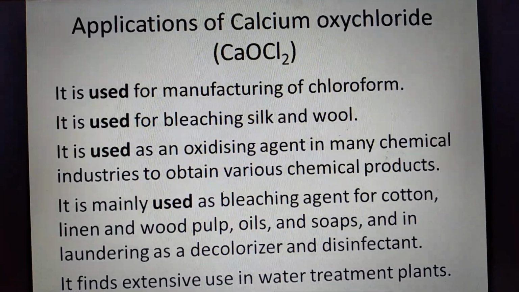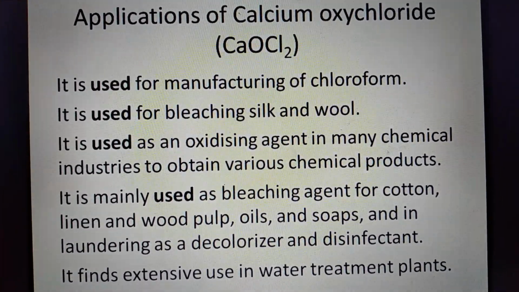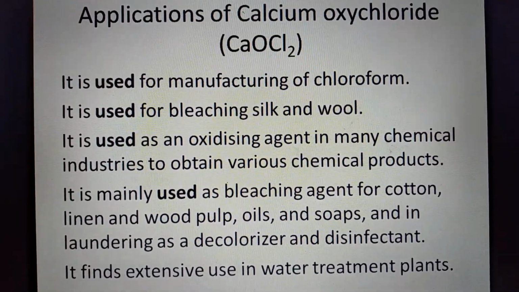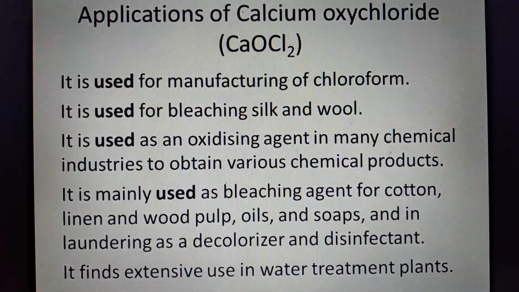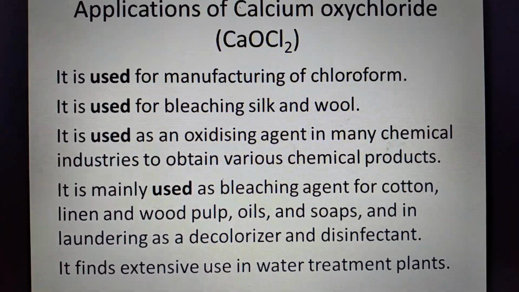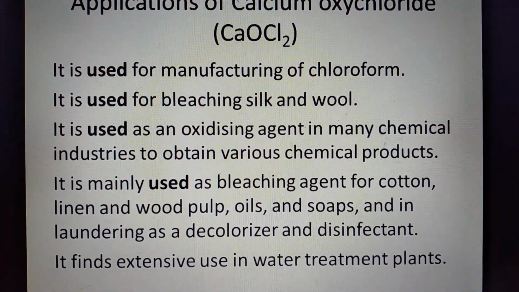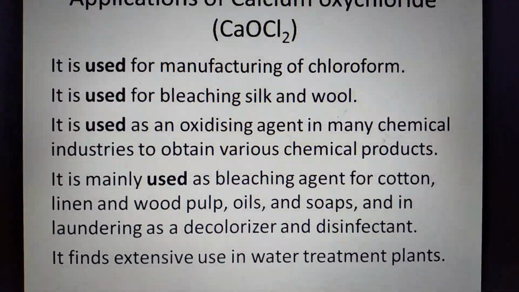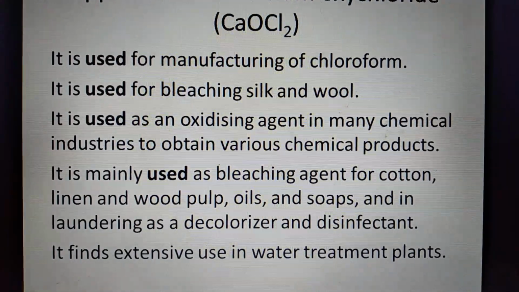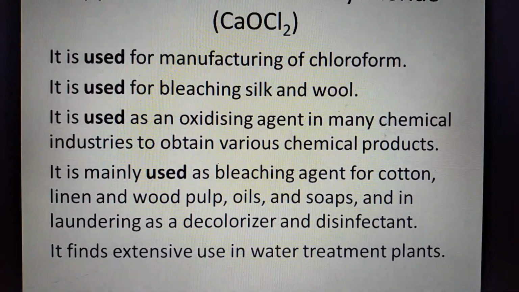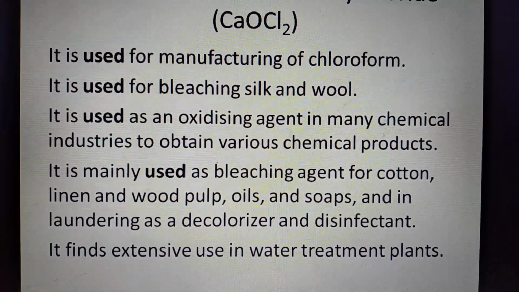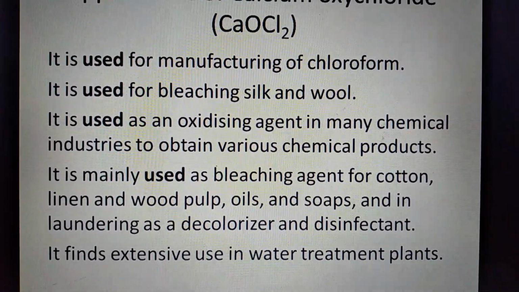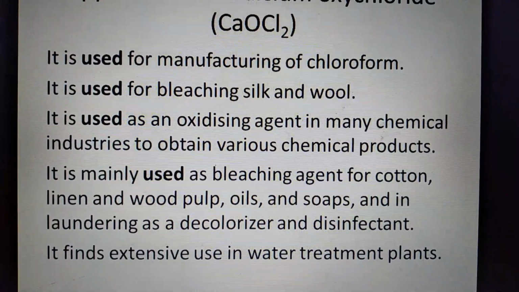Now the applications of calcium oxychloride. It is used for the manufacturing of chemicals such as the organic chemical chloroform, CHCl3, and it is used for the bleaching of silk and wool. It is used as an oxidizing agent in many chemical industries to obtain various chemical products. It is mainly used as a bleaching agent for cotton, linen, wood pulp and paper, oils and soaps, and in laundering, as well as a decolorizer and disinfectant.